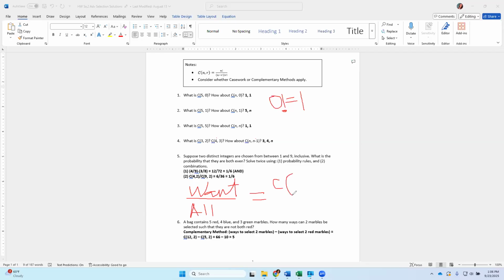The order doesn't matter. It's just that they're both even. There are 4 even numbers to pick from, and we're going to pick 2. And then all the numbers, there were 9 numbers, we're going to pick 2. And you can see here, if you work out a combination, 4 choose 2 is 6. 9 choose 2 is 36, and that reduces to 1/6.